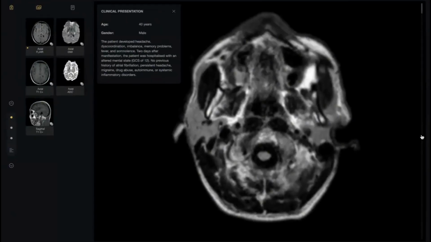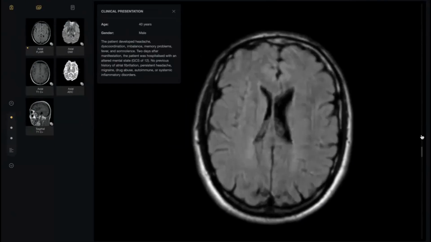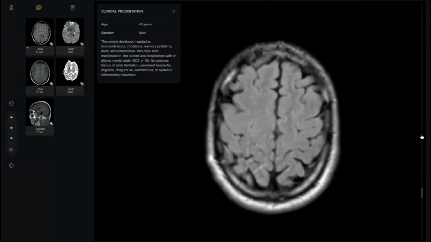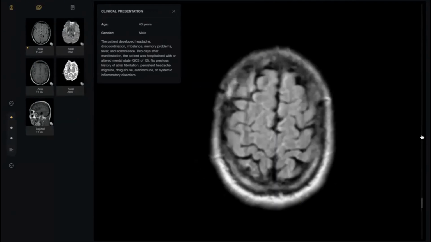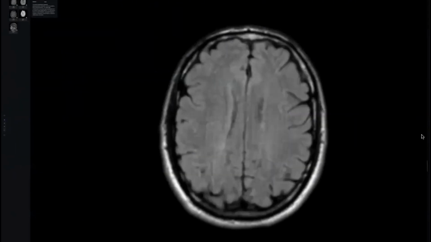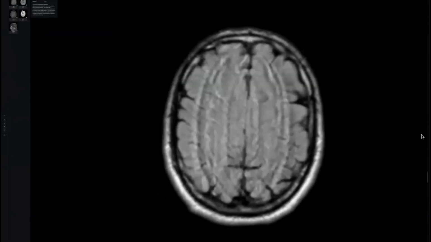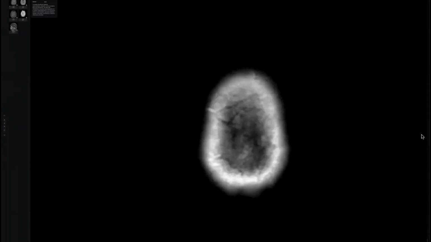A 40-year-old male patient presented with imbalance, memory problems, fever, and insomnia. This patient has an altered mental state with a Glasgow Coma Scale of 12. He has no migraine, no drug abuse, no autoimmune or systemic disorder. These are the T2 weighted images, T2 FLAIR images, axial sections.